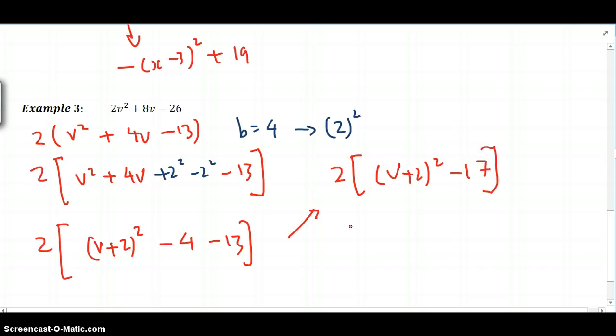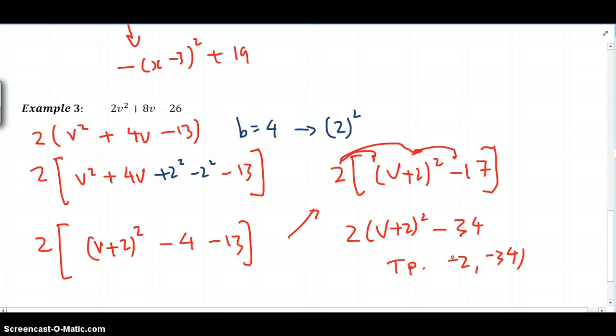Okay, and if we want to work out what the turning point is, we need to incorporate this factor out the front back into the equation. So this becomes 2(v plus 2) squared minus 34. So the turning point for this graph will be at minus 2, minus 34.